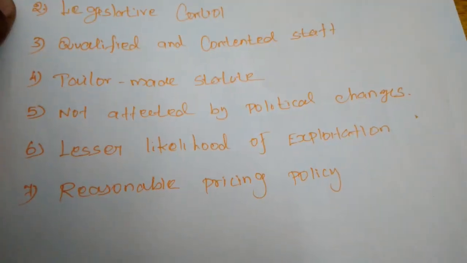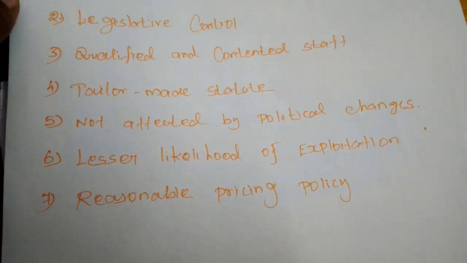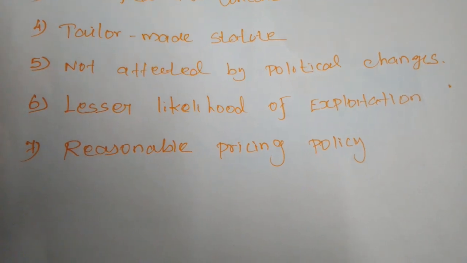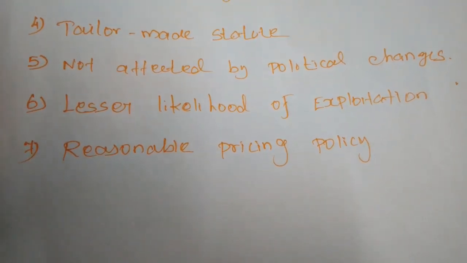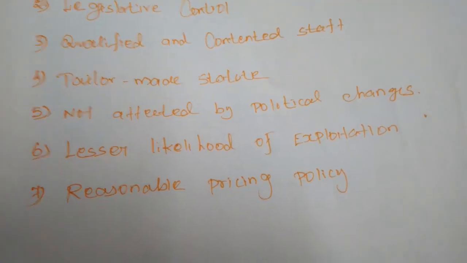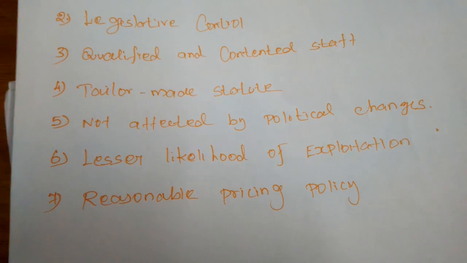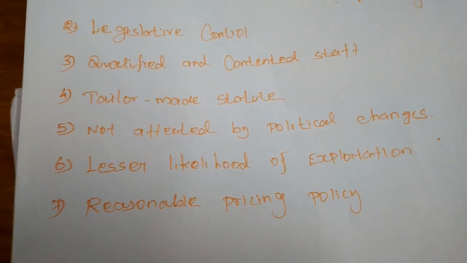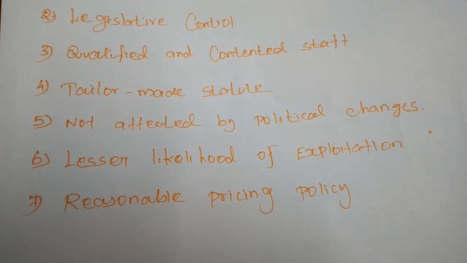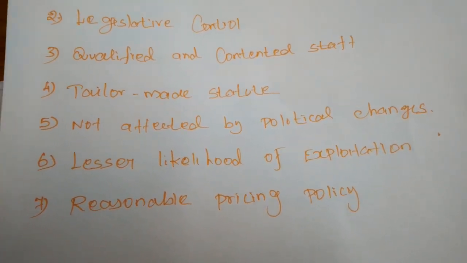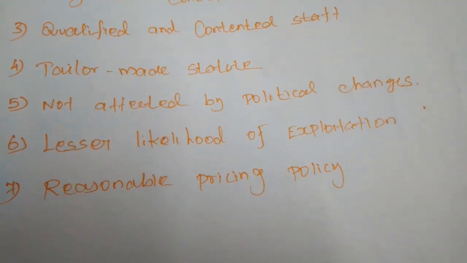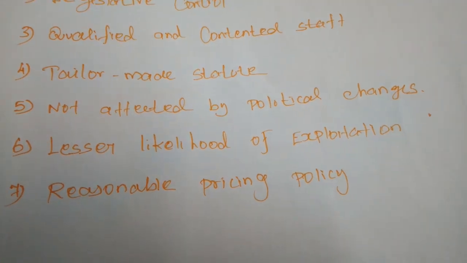Next, lesser likelihood of exploitation. The board of directors of a public corporation consists of representatives of various interest groups like labor, consumers, etc. They are nominated by the government. Many of the workers, managers, and consumers will be nominated by the government only. As such, there is lesser likelihood of exploitation of any class of society by the public corporation. So there is no chance of public exploitation arising.